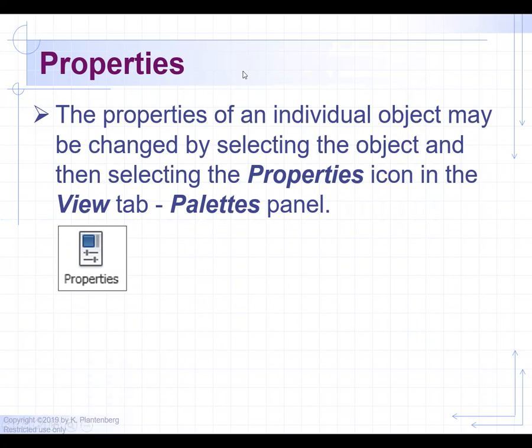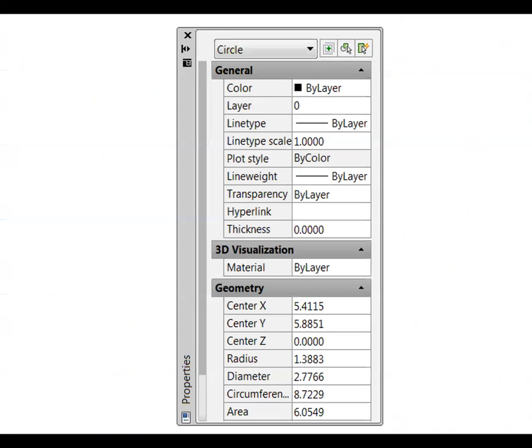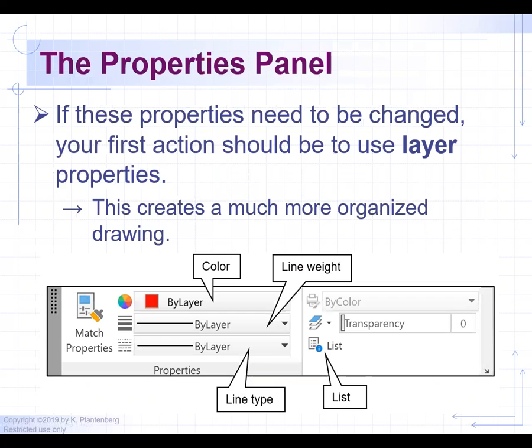Properties of individual objects may be changed by selecting the object and then selecting the properties icon in the View tab, palette tools, or by right-clicking on the object and selecting properties. This is one of the property panels that can be used to make changes. Your first action should be to use the layer properties, which creates much more organization in your drawing.